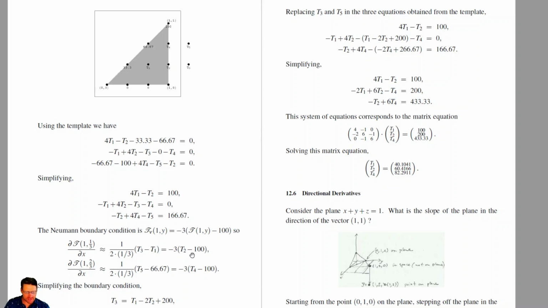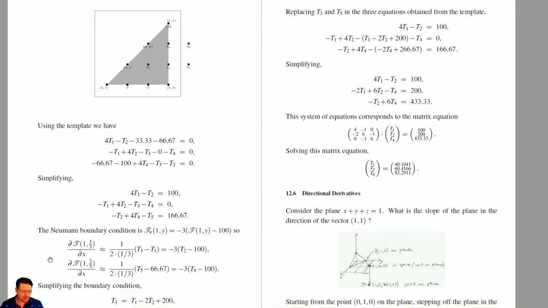Alright, so this gives us a little equation here, and we can rearrange it. So let's see, we've got 2/3 on the denominator of the left, so we want to multiply both sides by 2/3 to simplify that. And so what we get is t subscript 3 is equal to t1 minus 2t2 plus 200.